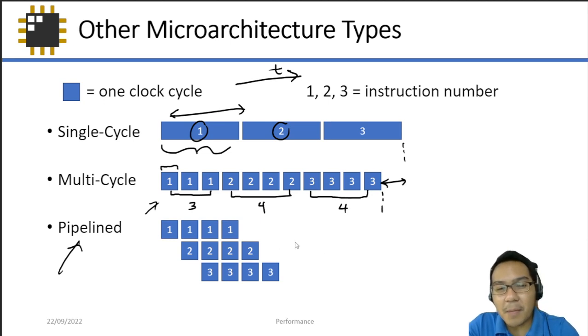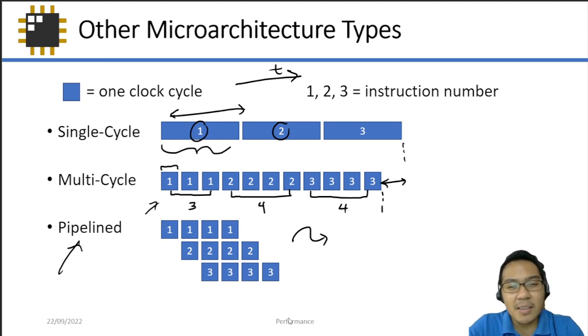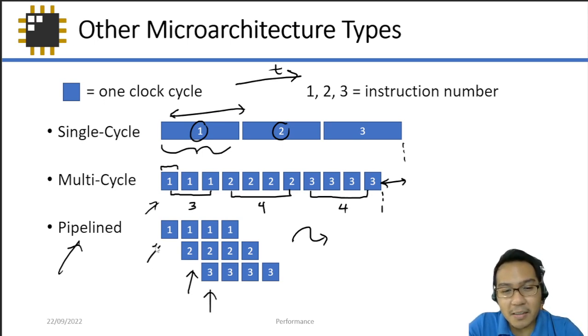Now, the pipeline processor, as you can see over here, is just like the multi-cycle processor, but what it basically does is it executes multiple instructions in different parts of the data path at the same time. So here, this instruction is using, say, the first part of the data path. Then here, instruction 1 is now using a different part of the data path, while instruction 2 uses the part that it was using before, and so on and so forth.